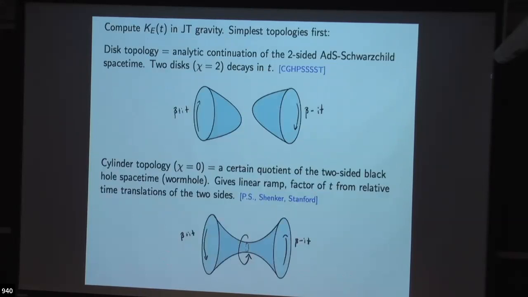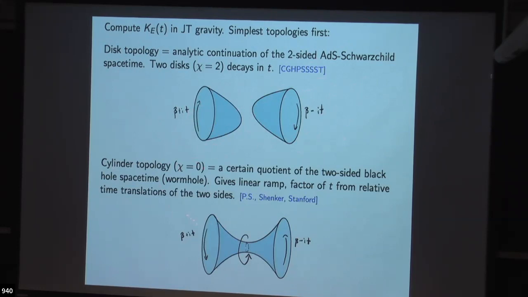Okay, so if we're studying the spectral form factor in JT gravity, let's start by computing the simplest topologies. So the leading topology would just be two disconnected disks. And in JT gravity, the disk topology is an analytic continuation of the two-sided AdS black hole. So we have two analytically continued black hole geometries, and it turns out this contribution just decays forever. So that's the initial non-universal decay in the spectral form factor.